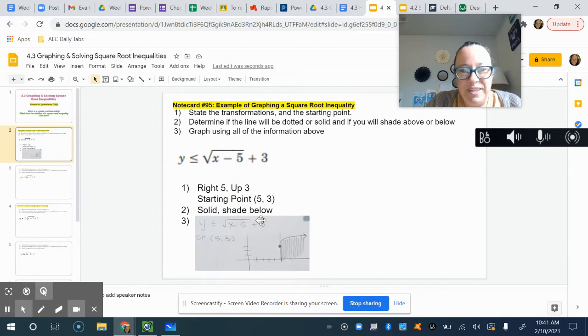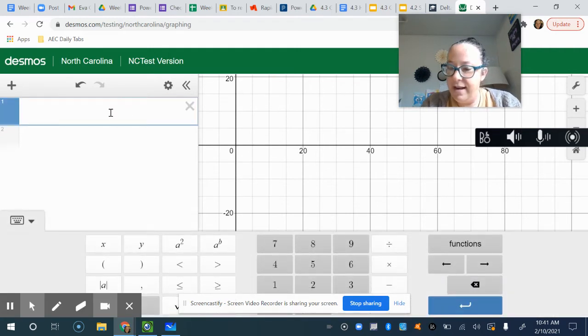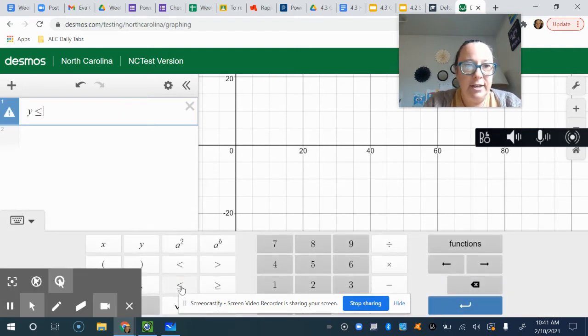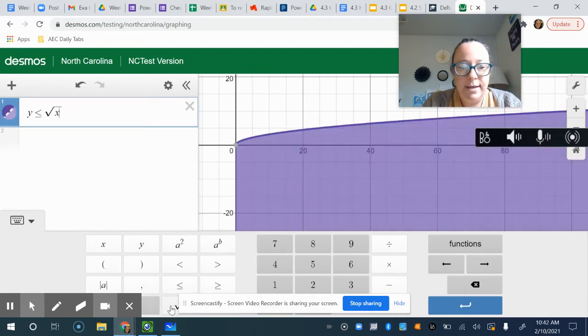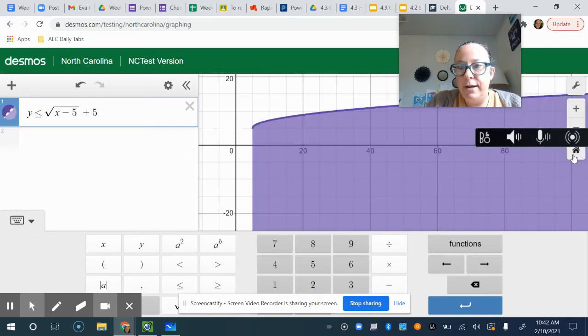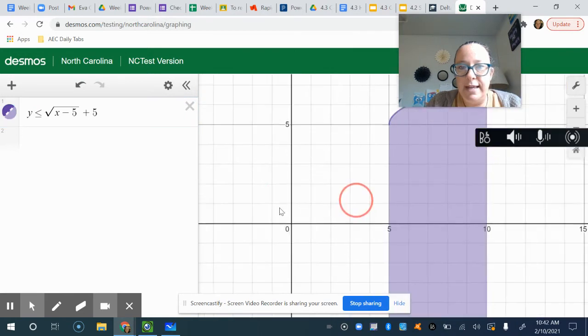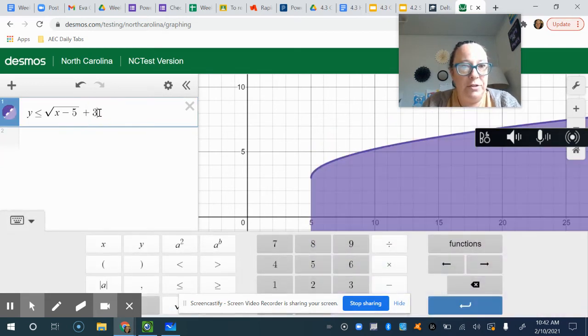All right, so I plopped that image here, but I do want to show you on Desmos. Of course it's going to be prettier and all of that. I've got y less than or equal to the square root of x minus 5, outside the square root plus 3. I've got a crazy viewing window right now, so I hit the home key, and oh, I put plus 5. Let me change that to a 3.